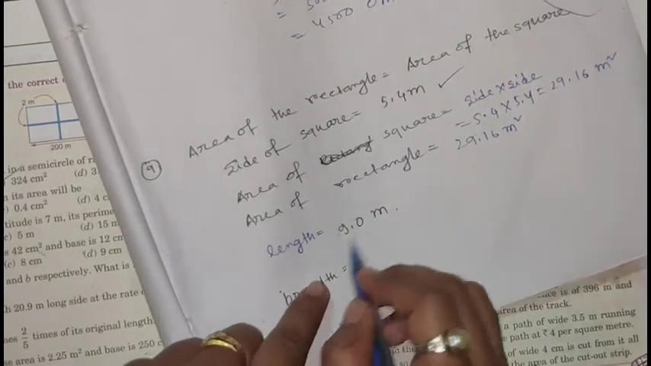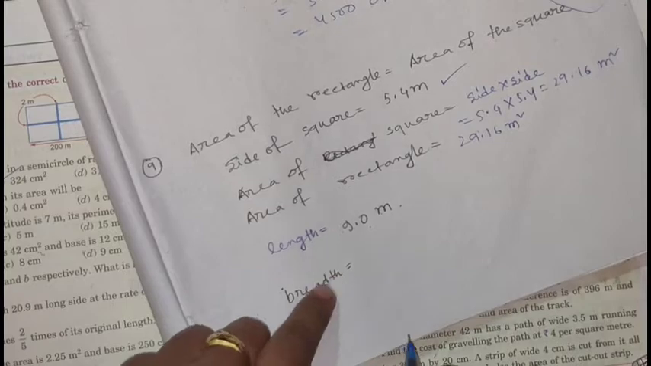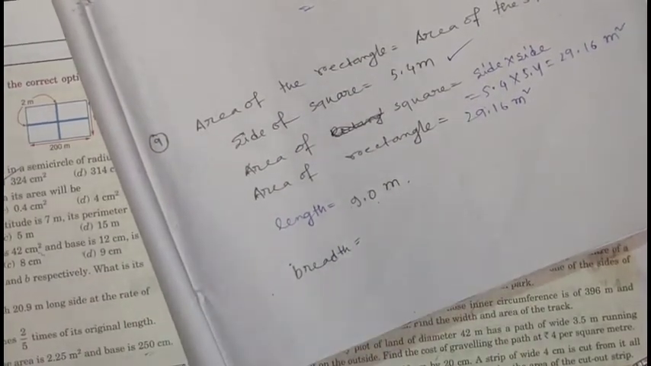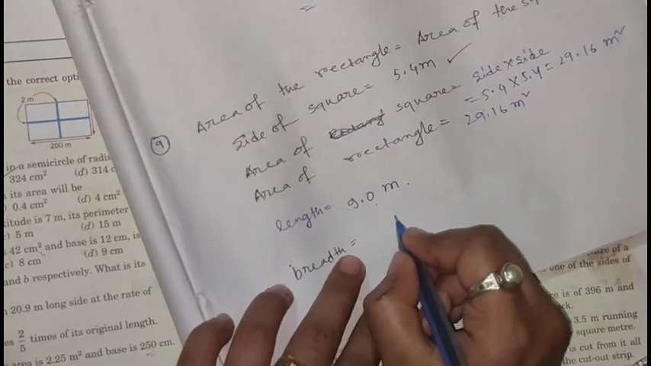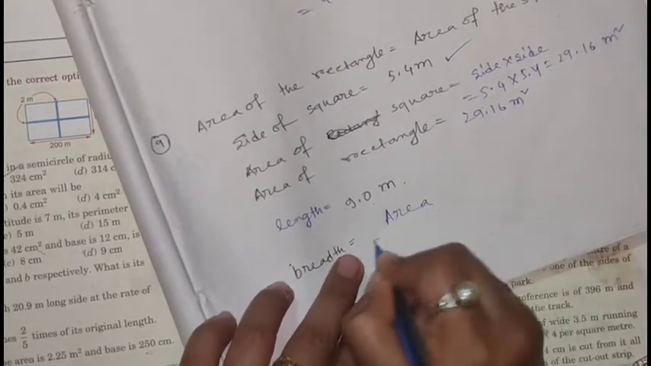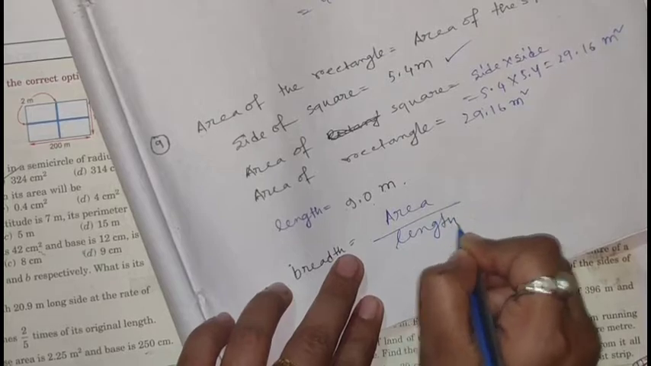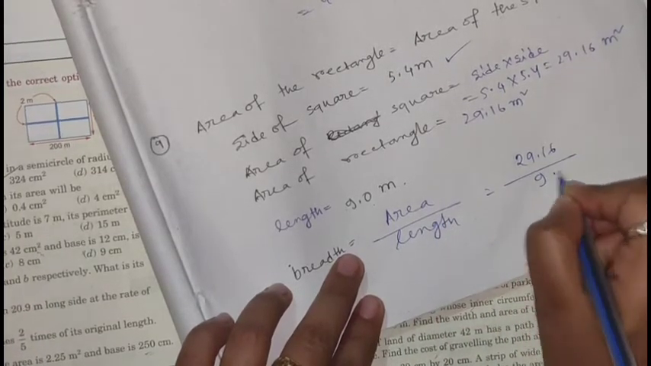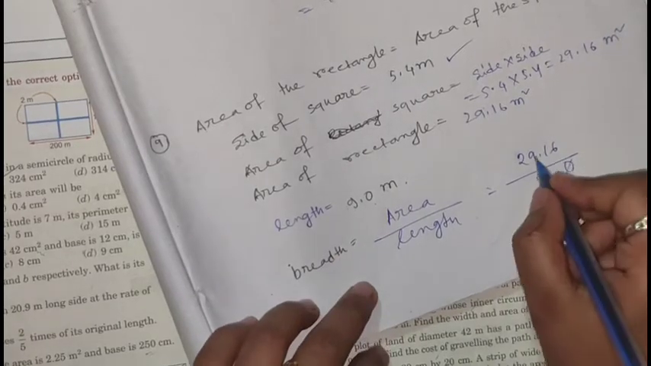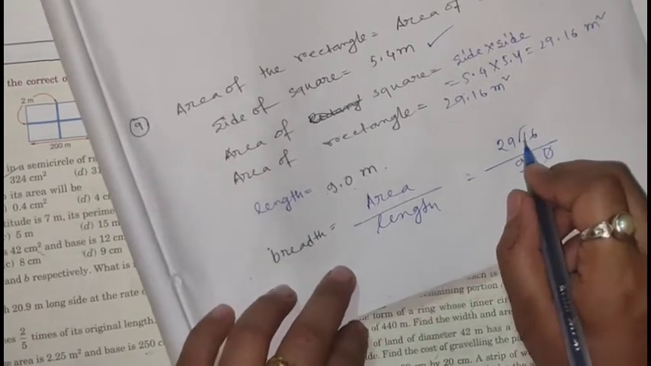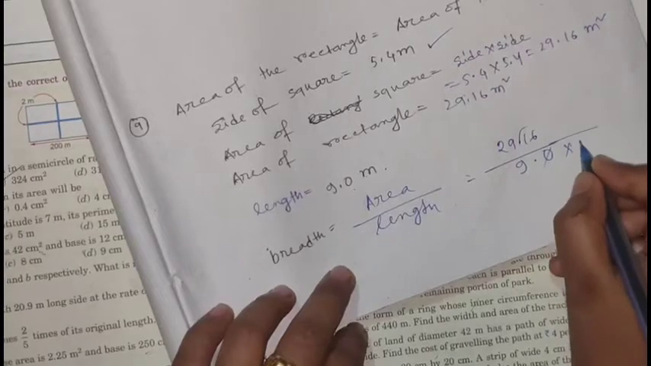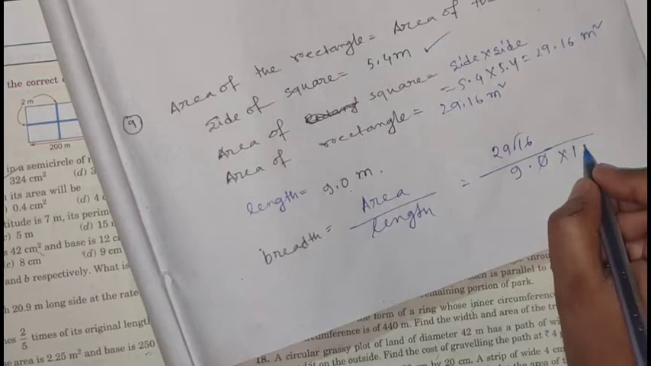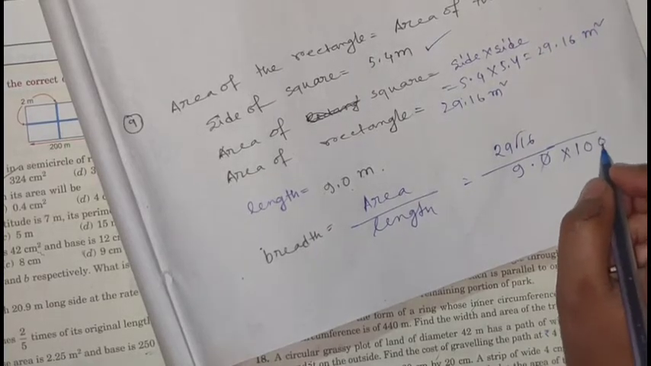So the length of the rectangle is 9.0 meter. So how can you find the breadth? You know that when the area and length are given, then the formula for breadth will be area divided by length. So 29.16 divided by 9.0, that means 9. For the point we can take here 1, and after the point there will be 2 places, so here we can place 2 0.